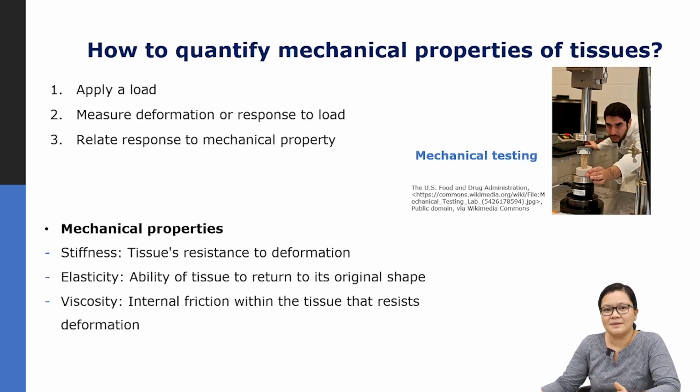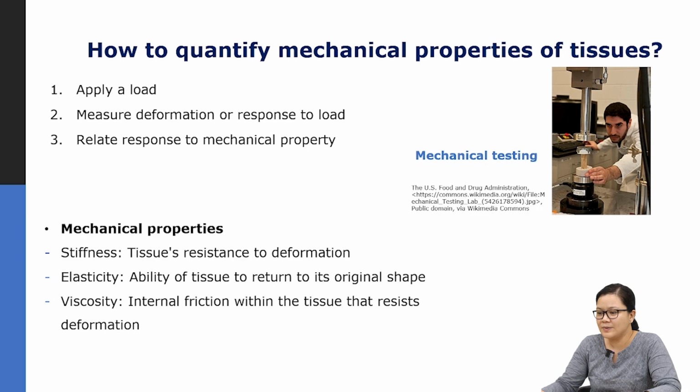In terms of quantifying the mechanical properties of tissues, because we know manual palpation typically looks into the stiffness from a superficial point of view, if you want to quantify exactly what the stiffness of the tissue is, then typically what is done is you would apply some sort of load onto the tissue. You can measure the deformation or the response to the load, and then relate the response to a certain mechanical property. What is typically done in labs is that you would get a sample of a tissue that's either excised from a cadaver or even tissue constructs that are made.